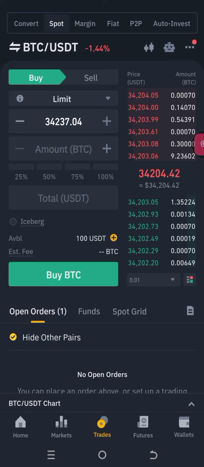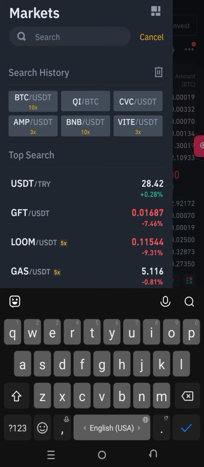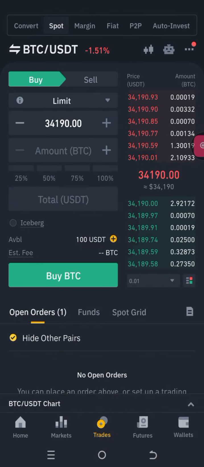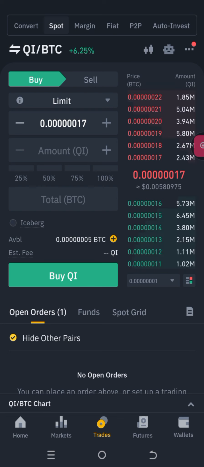I'm going to choose one of the coins here and use that as an example to demonstrate what triangular arbitrage is. Triangular arbitrage just means you're taking advantage of the disruptions in the market, the imbalances, and you're profiting from it. It's more like you're looking for bargains and making profit off the little imbalances in the market. So here we have QI BTC, and triangular arbitrage naturally involves three coins.